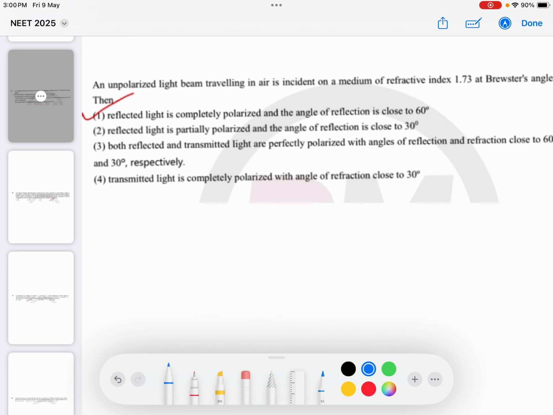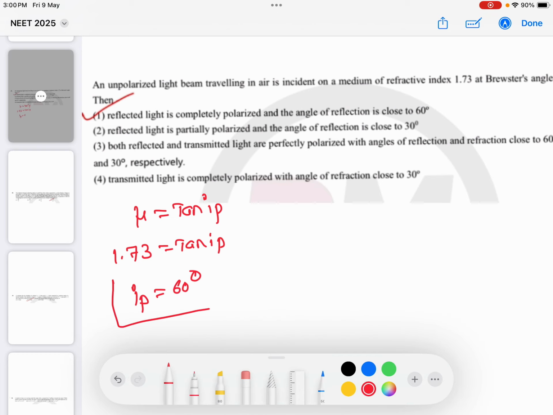According to Brewster's law, mu is equal to tan of the angle of polarization. Mu here is given as 1.73, which is equal to tan iP. Then the polarizing angle is tan inverse root 3, which is nothing but 60 degrees, which is equal to r also. So option number 1 is correct.